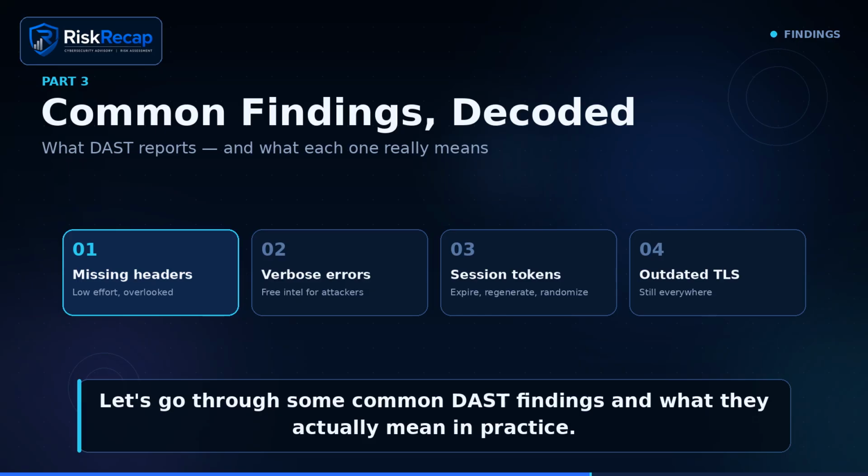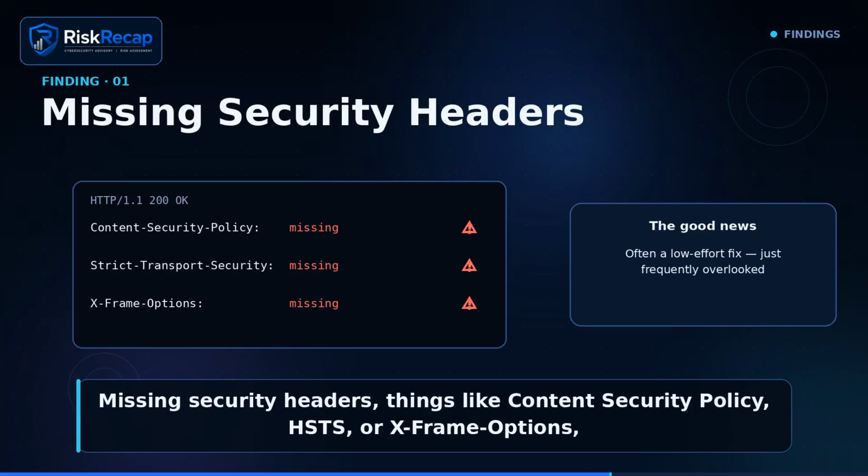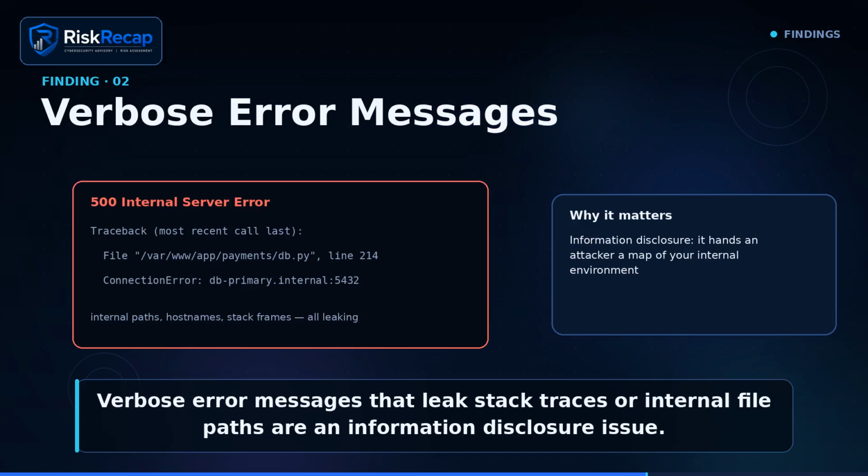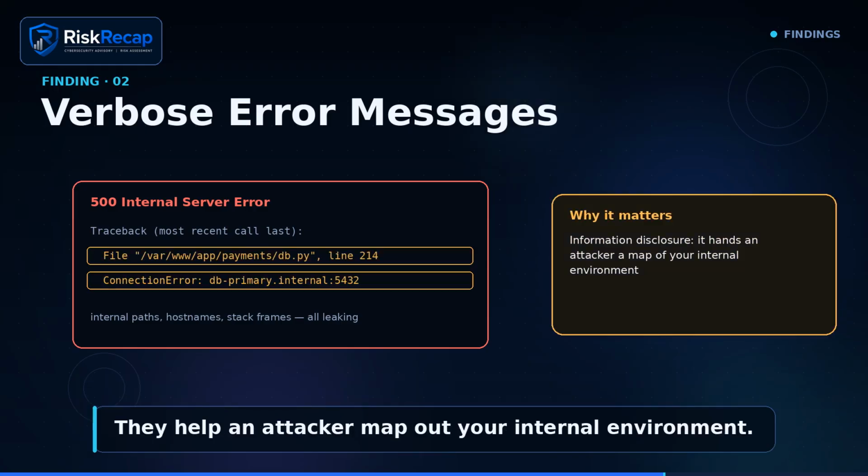Let's go through some common DAST findings and what they actually mean in practice. Missing security headers, things like content security policy, HSTS, or X-Frame-Options, are often low effort to fix but frequently overlooked. Verbose error messages that leak stack traces or internal file paths are an information disclosure issue. They help an attacker map out your internal environment.